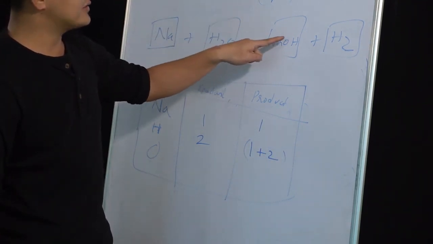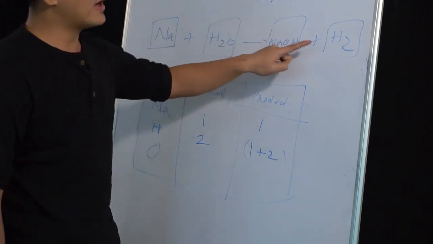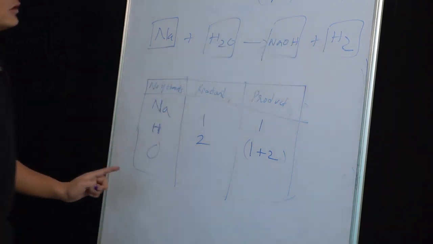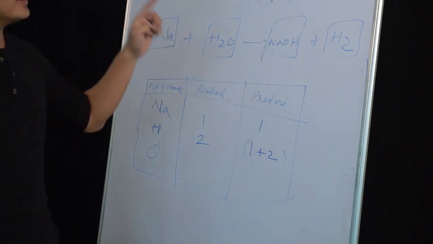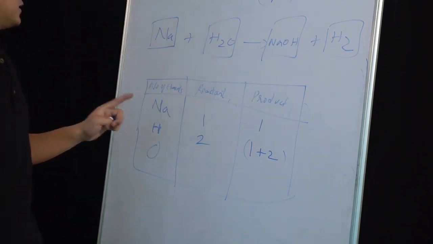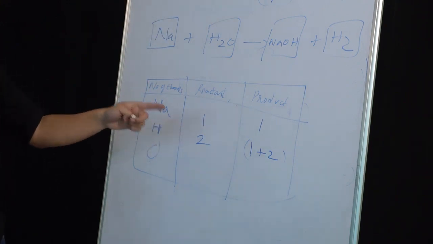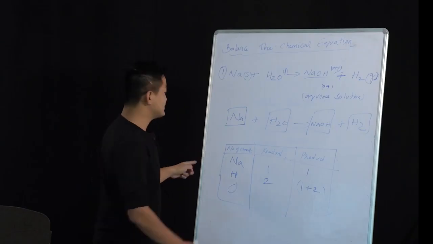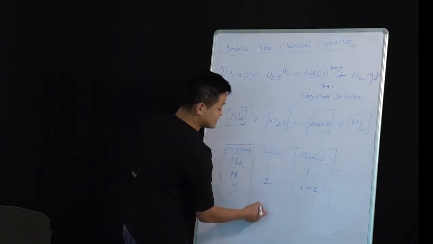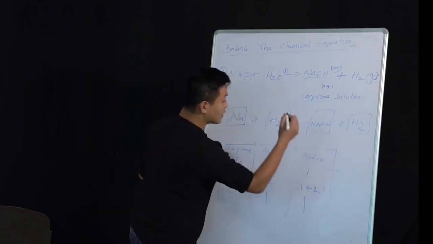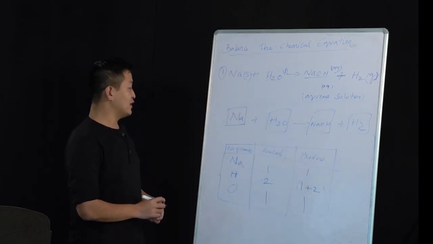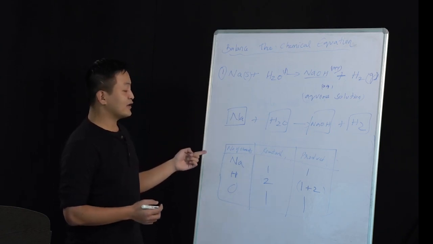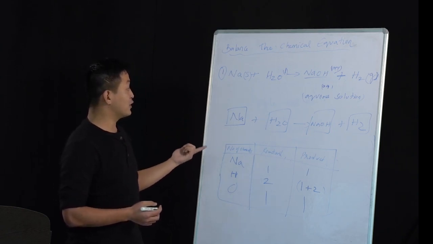In NaOH, there is 1 hydrogen. And in H2, we have 2 hydrogen. That means overall, on the product side, we have 3 hydrogen. So from here itself, we know that this is a skeletal chemical equation. That means this is not balanced. Oxygen, we have 1 on the right hand side, 1 on the left hand side. So this chemical equation is not balanced. We'll go ahead and balance this equation.